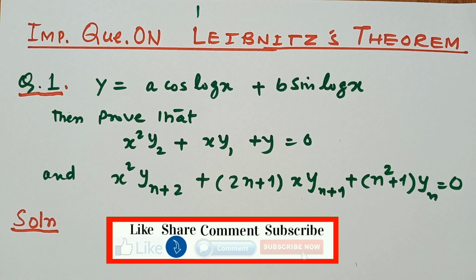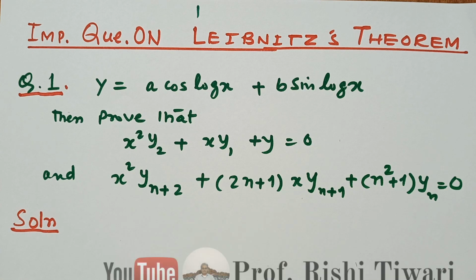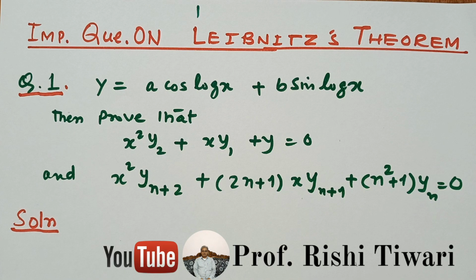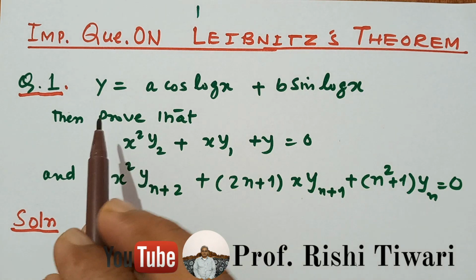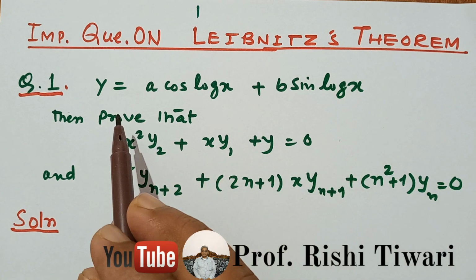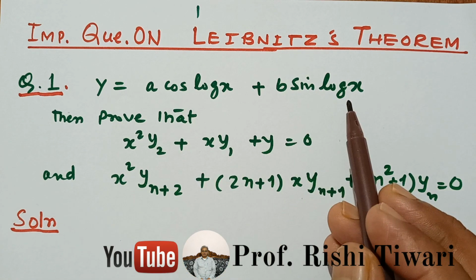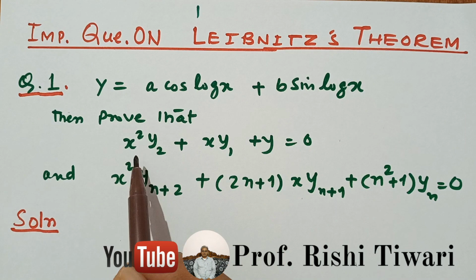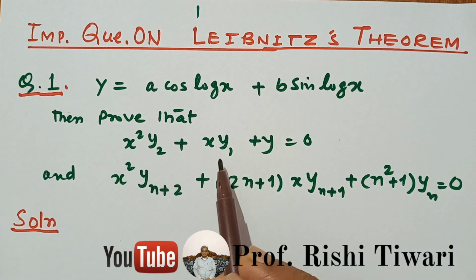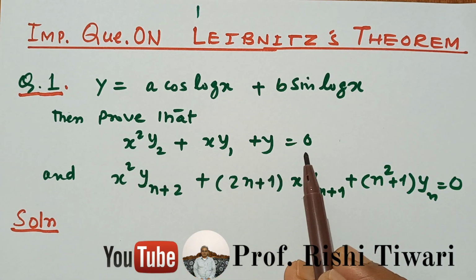In examination point of view also. Okay, so let us consider the first question. So this is the first question: y is equal to a cos log x plus b sin log x. Then prove that x² y2 plus x y1 plus y equals 0.